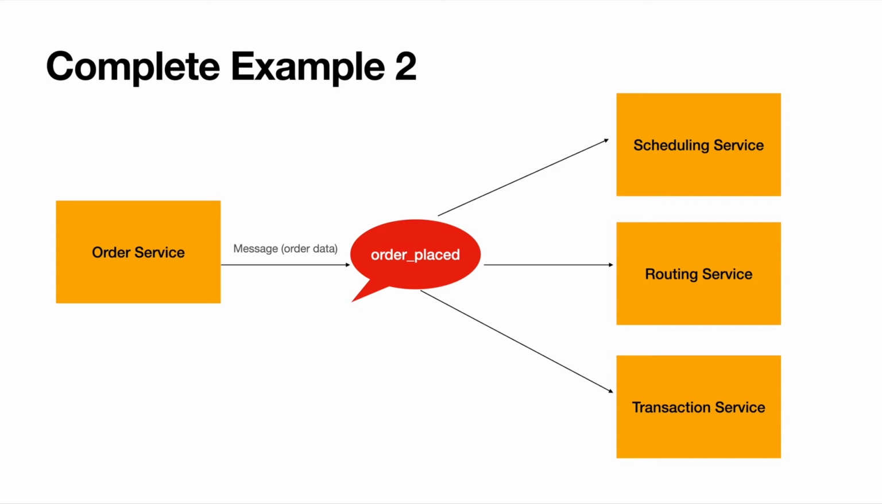You have the routing service, which can maybe help the delivery person with routing so that it goes to the correct place. And you have the transaction service, which is reading from the same topic. And whenever there's an order, it can take care of the money side of things where they're charging the correct people the correct amounts. So once again, your source of truth is that Kafka topic called order placed, and all these different consumers are independently consuming messages from it and doing different kinds of processing.